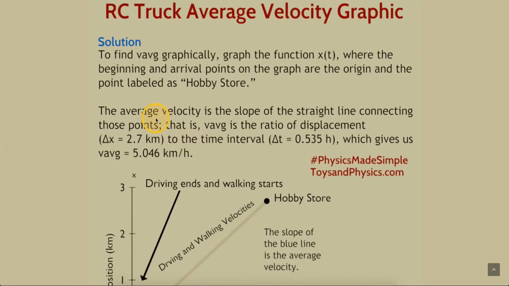Okay, so to find the average velocity graphically, we first graph the function of x(t), that is displacement dependent on time, right? Where the beginning and the arrival points on the graph are the origin and the point labeled as hobby store. You'll see that here. Let me just continue to read this and we'll go to the graph here, okay? So the average velocity is the slope of the straight line connecting those two points.